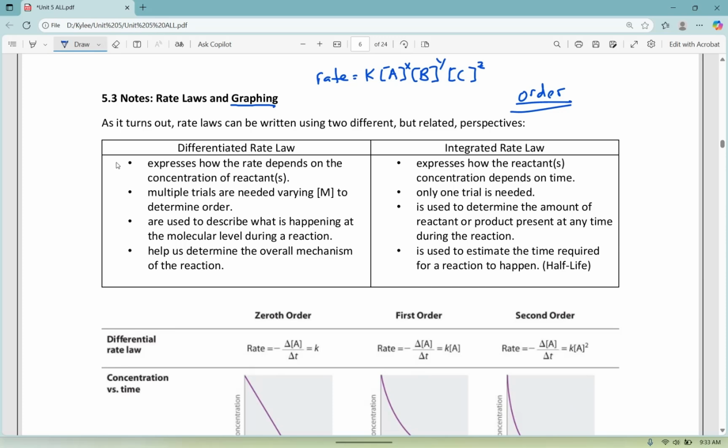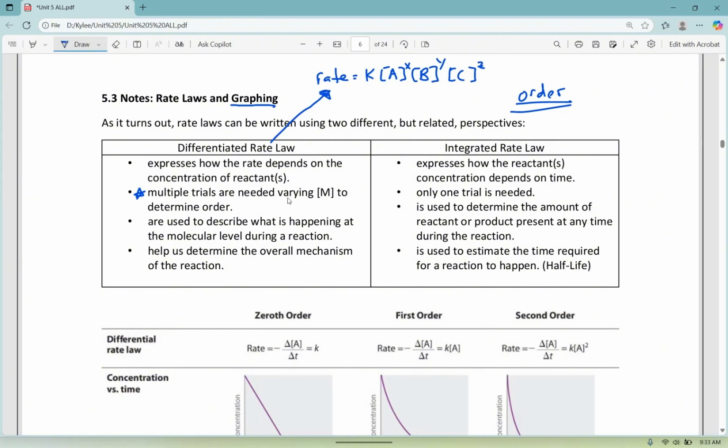On the left, we have what's called the differentiated rate law. This expresses how the rate depends on the concentration of reactants. Multiple trials are needed in order to determine the order, and this is what we were doing in our last section when we were looking at the method of initial rates. It helps us describe what's happening. If I double A, does the rate also double? Then that would be first order, and so on and so forth.